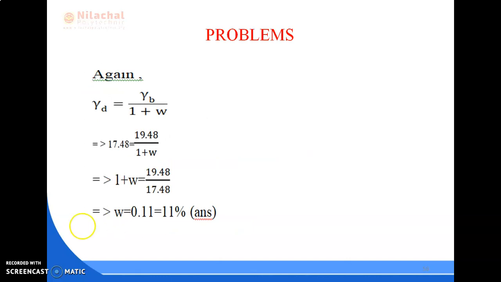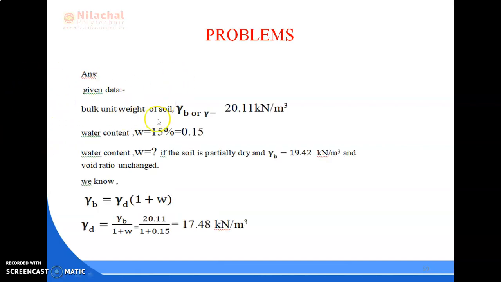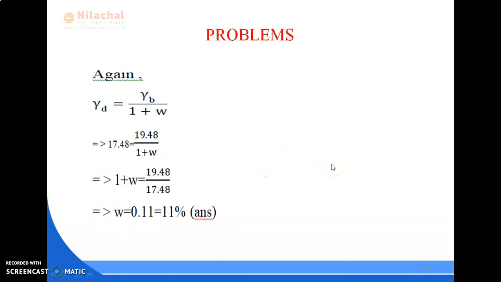Again the same formula, we apply this one. Again gamma D equal to gamma B by 1 plus W. But here we have to find out the W value. The condition is given already, I have told you that we have to find out the W value by putting the value of gamma B equal to this new 19.42. So we put it here.